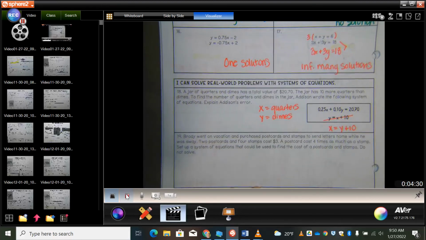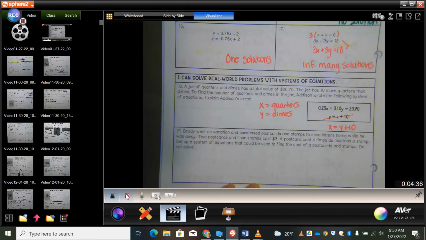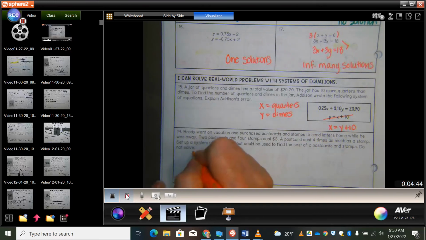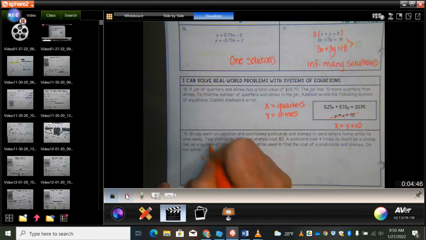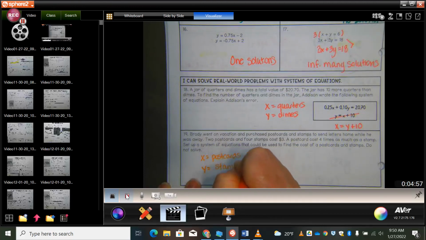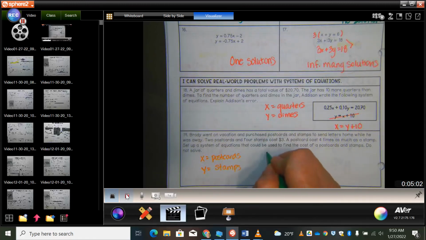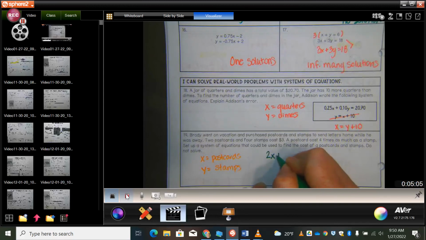And the next one, Brody went on vacation and purchased postcards and stamps to send letters home while he was away. 2 postcards and 4 stamps cost $3. So we need to figure out, in the first one, the postcards. That's going to be our first variable. Our second is going to be the stamps. All right, in our first system of equations, he said he bought 2 postcards, so that's 2x, and 4 stamps, so that's 4y, and it cost him $3.